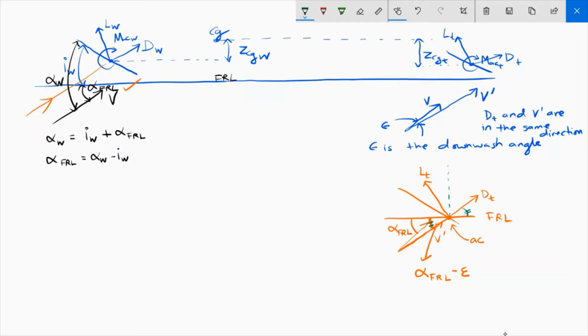Now lift and drag make 90 degrees, and this vertical dashed line and the fuselage reference line also make 90 degrees. So this is the common angle, which means this angle is equal to this angle. In other words, I have argued that the angle between the lift and this vertical line is equal to alpha fuselage reference line minus the downwash. Now that we know the angle that the drag makes with the fuselage reference line and the lift makes with the vertical, we can calculate the components of lift and drag along the vertical and the horizontal directions.